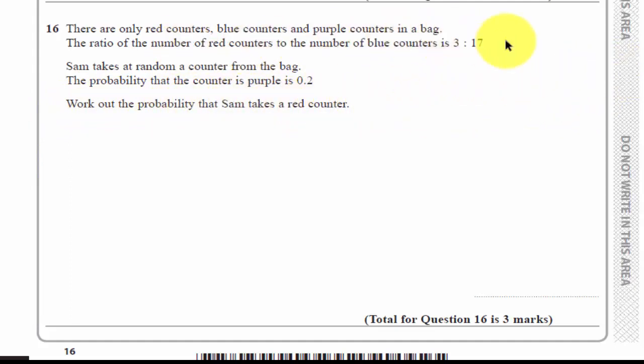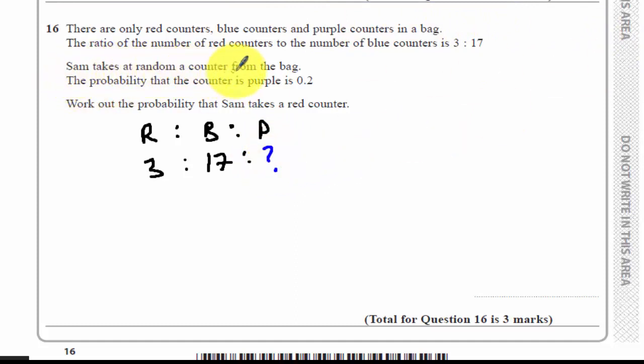So lots of reds and blues and purples. The best way to approach this is to write down the information you've got. So I know I've got red counters, blue counters, and purple counters. The ratio of red to blue is 3 to 17. So these are in the ratio 3 to 17, and I don't have the purple ratio. So I'll just put a question mark for that one.